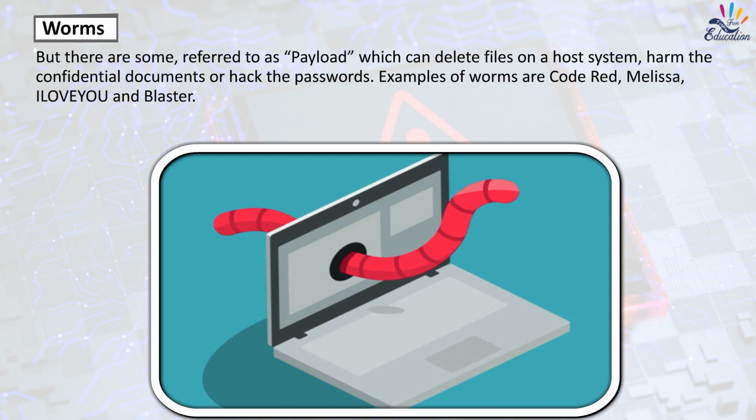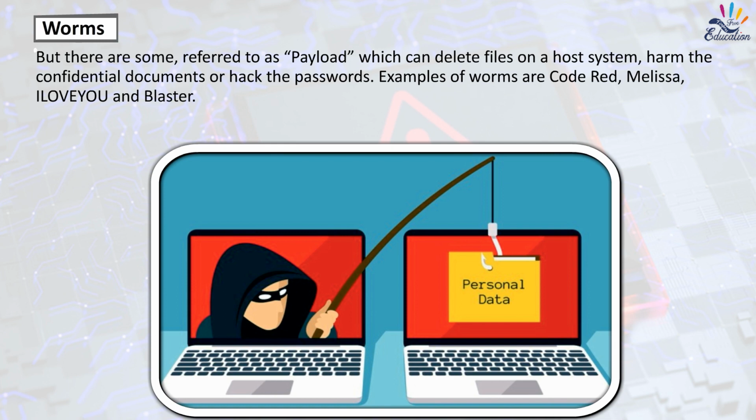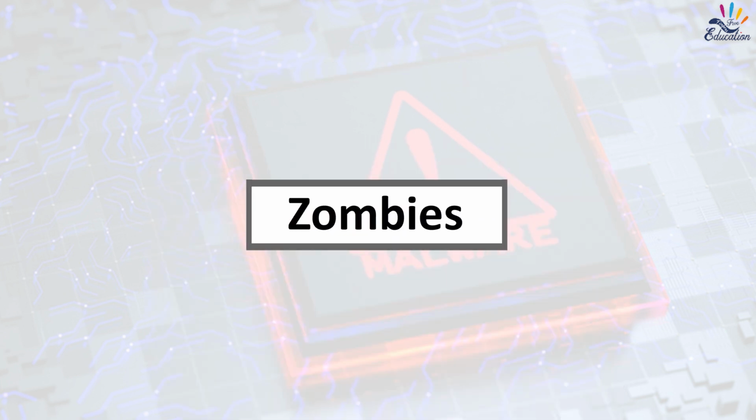But there are some referred to as payload, which can delete files on a host system, harm confidential documents, or hack the passwords. Examples of worms are Code Red, Melissa, I Love You, and Blaster.